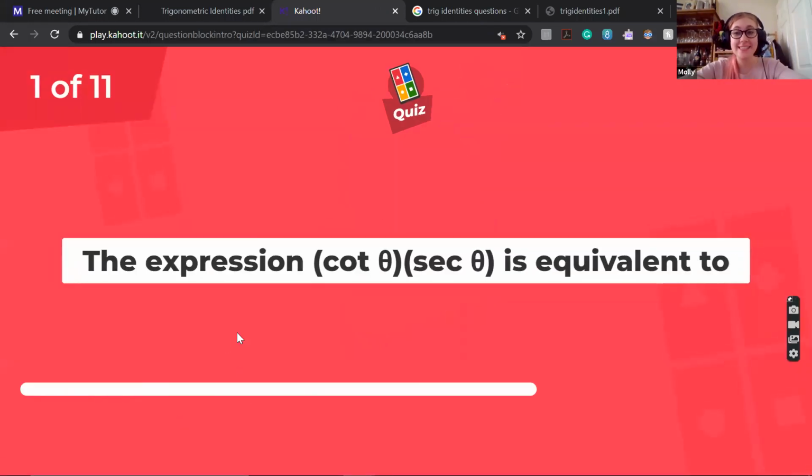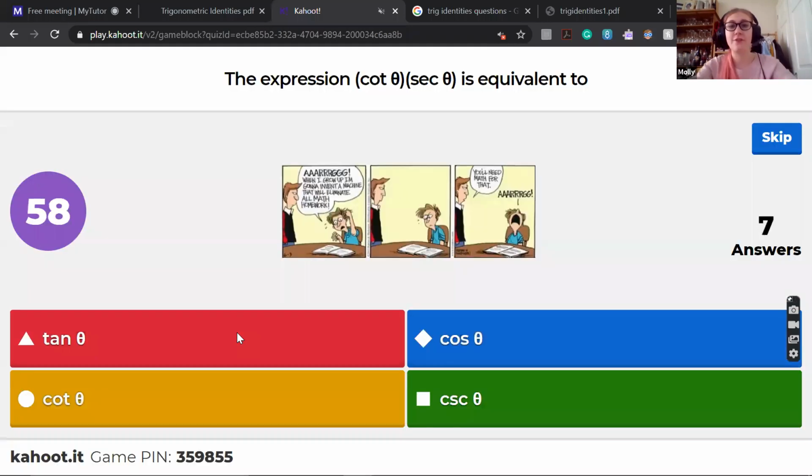Okay, so cot theta sec theta. Try rewriting that as 1 over tan theta, 1 over cos theta. What do you think that becomes? You'll only really need one of those basic identities for this.